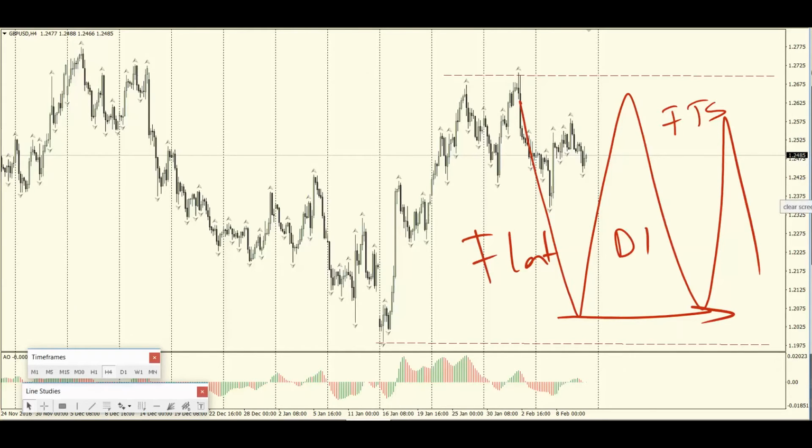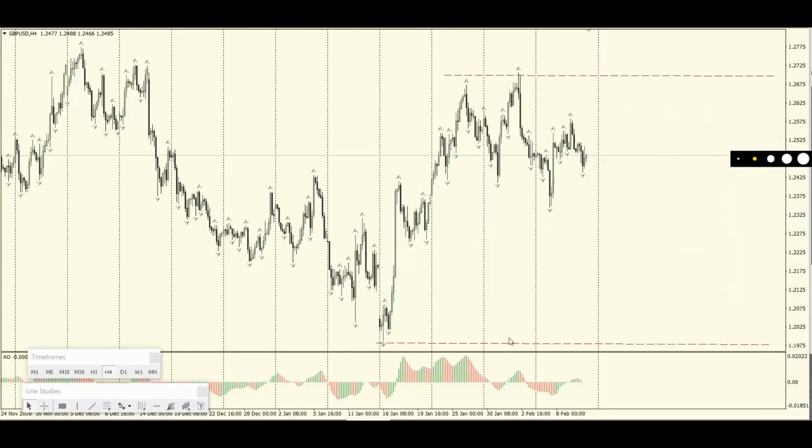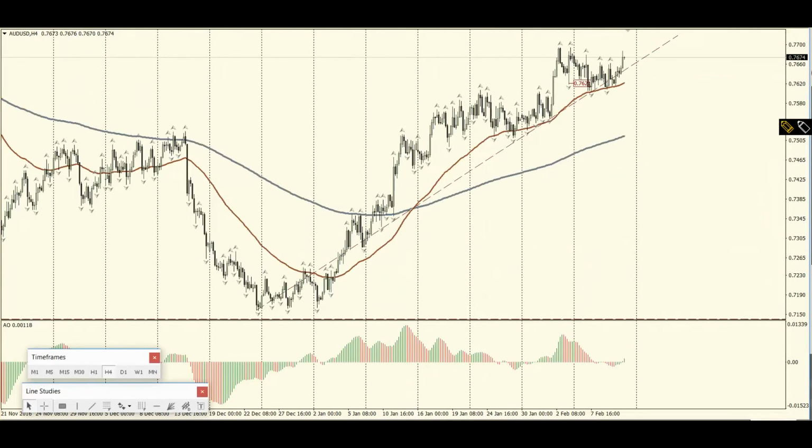My next pair is Australian dollar to US dollar. As you can see at the start of the week, the pivot that I mentioned last time was broken, and also the MF trend channel also was broken.